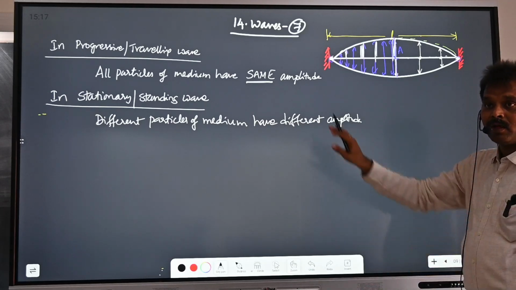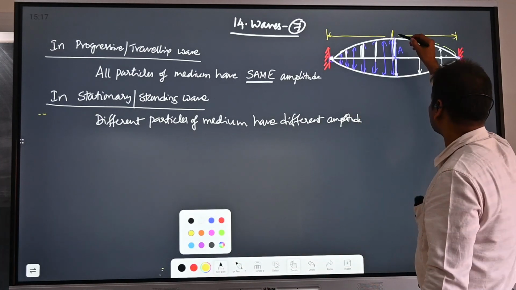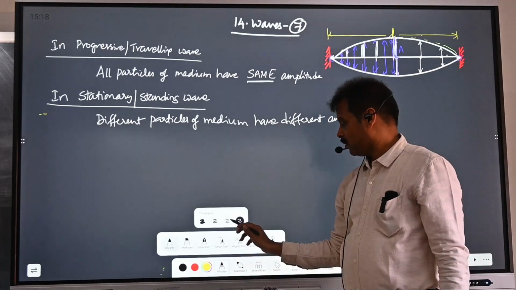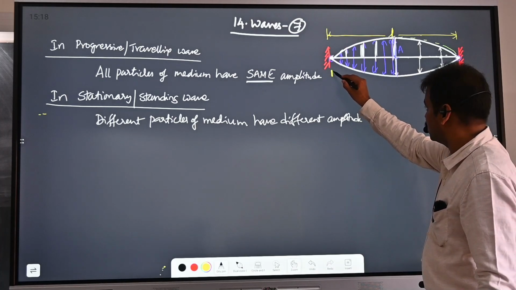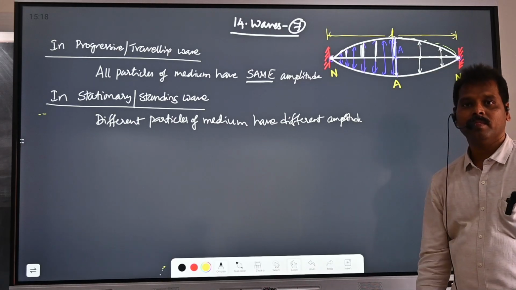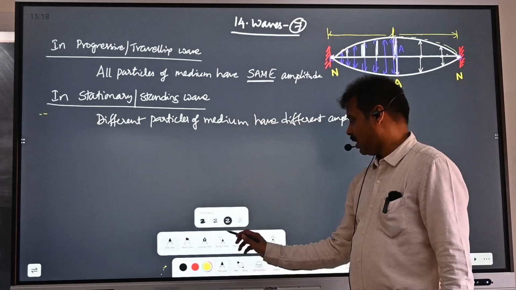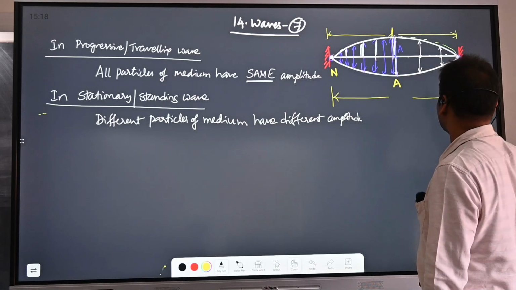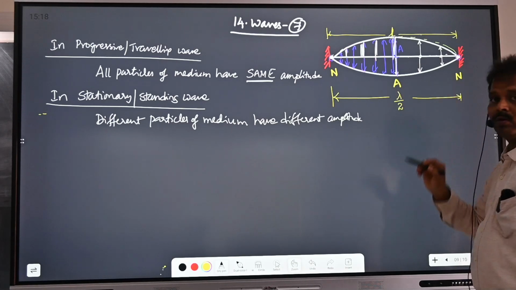Is it clear? Understood? Now we know the length of the string. What is the length of the string here? L. And what is the name of the point where there is no amplitude, no vibration? Can I call it a node? What is this? And what is this? Antinode. What is the distance between node to node? L. Yes, sir. But node to node distance is also equal to lambda by how much?